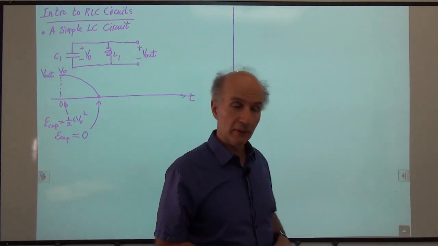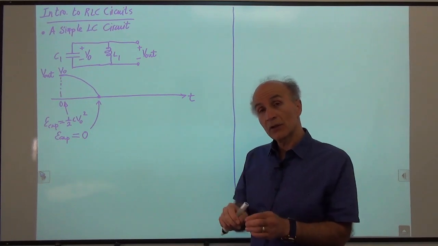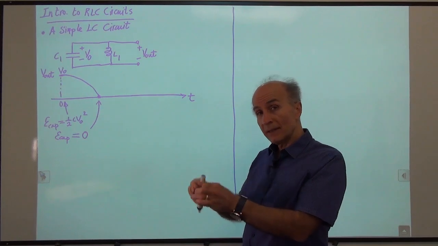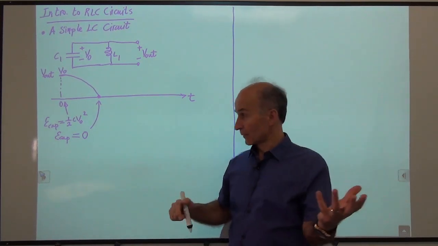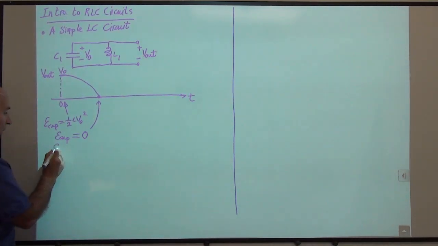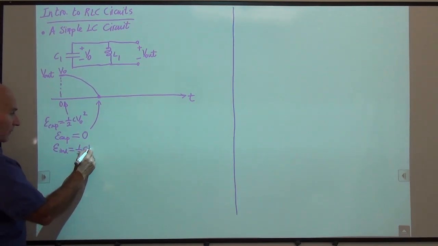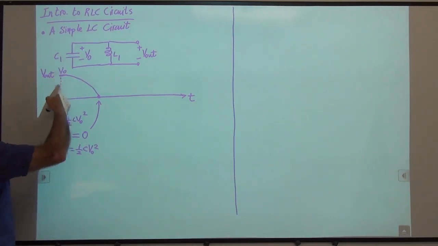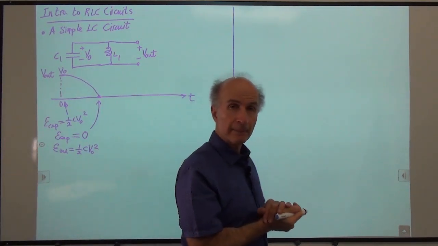So then what happened? The energy cannot disappear. It has to go somewhere. So that energy presently, right here, resides in the inductor. There's no other place. We have only an inductor and a capacitor. So we say at this point in time, the energy in the inductor is equal to 1/2 CV0 squared, the initial energy that we had stored on the capacitor. Remember, V0 is a constant value, the initial condition.